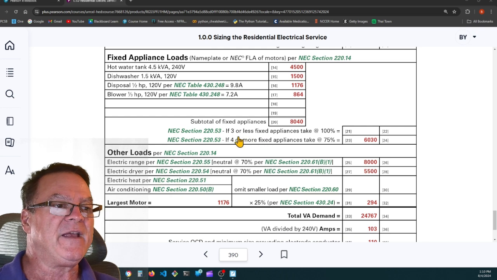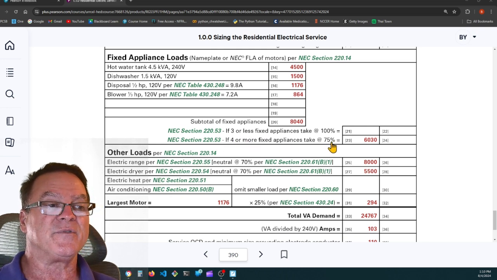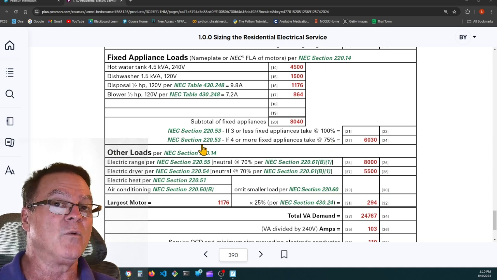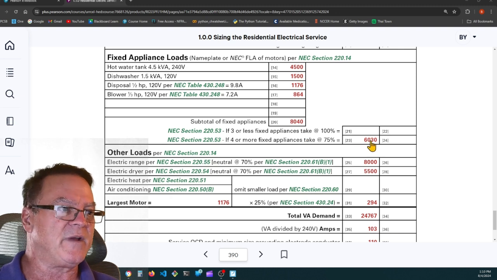Now, they said if we have 4 or more, we're allowed to derate to 75%. That's in the code book, 220.53. We'll read that when we look at the code book. If 4 or more fixed appliances, take 75%. So 8,040 times 75% is 6,030. That's what we have written here.